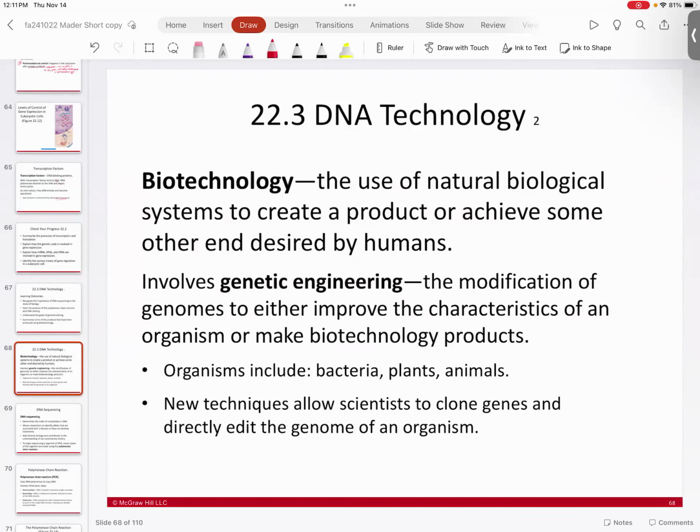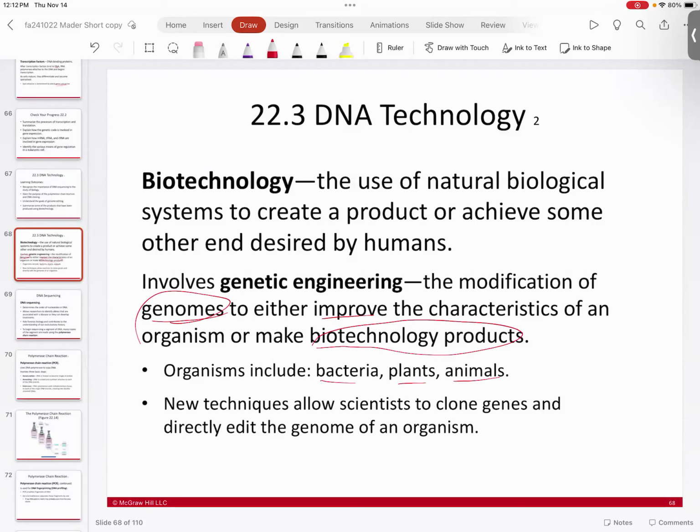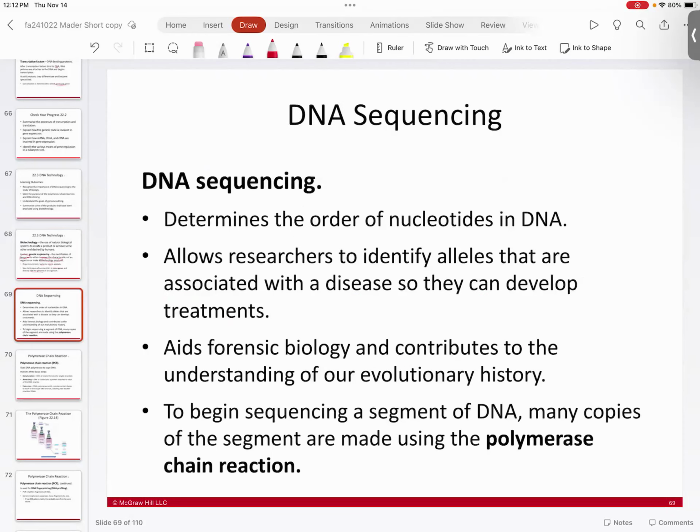With this one, basically what we have is a situation where we use systems to create a product or achieve some sort of other end. For instance, a therapeutic or something like that. This oftentimes will involve genetic engineering, which is essentially the modification of a genome, either to improve their characteristics or to get us the biotechnological product that we're looking for. Oftentimes we'll be using mostly bacteria, plants, sometimes animals, but mostly bacteria and plants. And this allows us different types of techniques, so that we can do things like cloning genes or directly edit the genome of an organism.